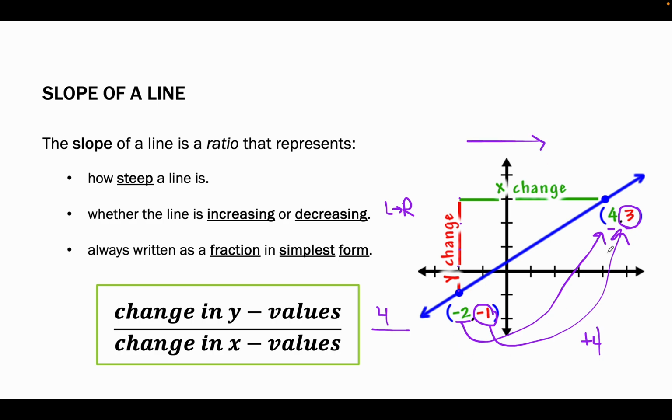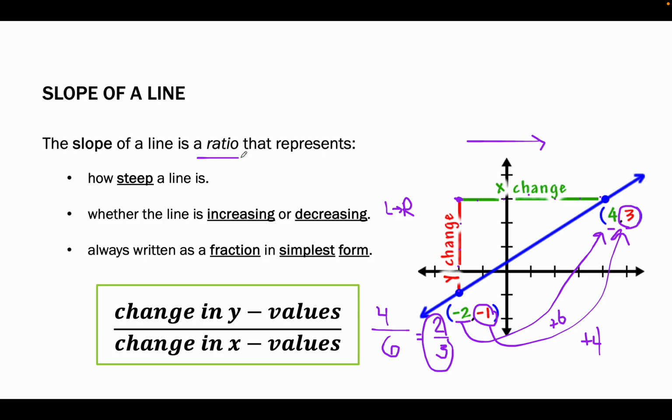So from -2 to +4, that's a big jump of 6. So we can calculate it that way, or we can again count the spaces on the graph, starting here, counting over 1, 2, 3, 4, 5, and 6. And that is our x change between the two x coordinates. And then 4/6 can simplify to 2/3, which gives us our slope of that line.